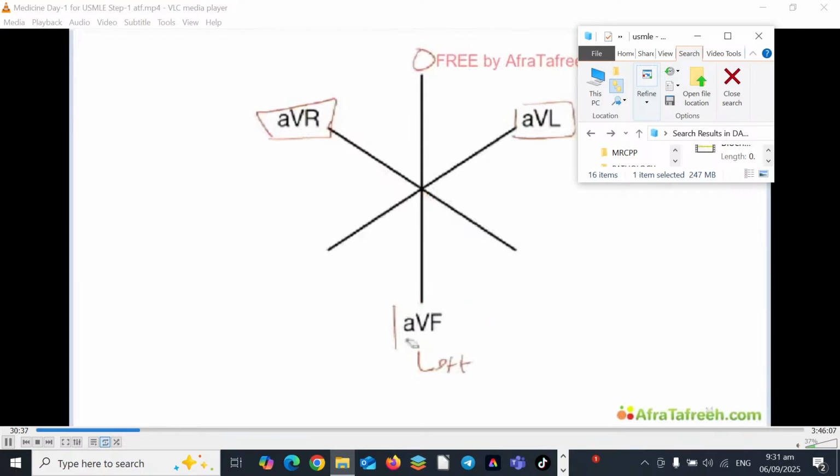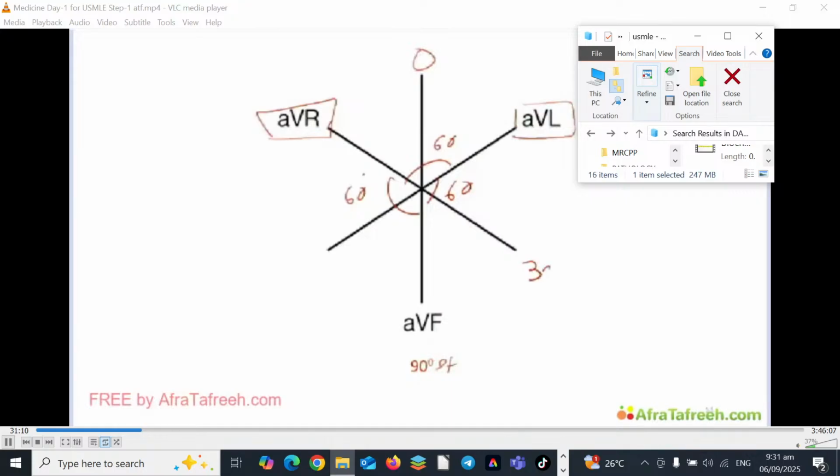To understand, what we do is, we have placed this again. These are such that they are at 60 degrees to each other. So again the angle between these would be 60 degrees. AVF, which is your foot, would be at 90 degrees. So whatever would be your other lead would be plus 60 degrees to that. If it is 60, the AVR here would be 30 degrees. And this is 60, this would be 150 degrees.